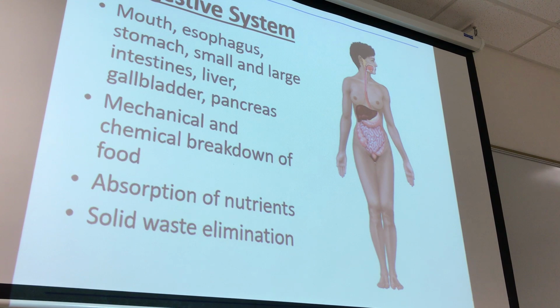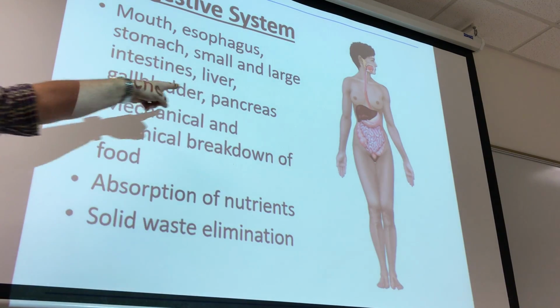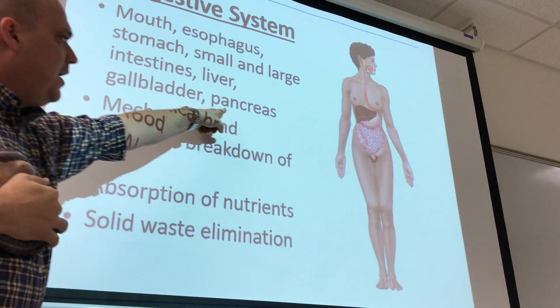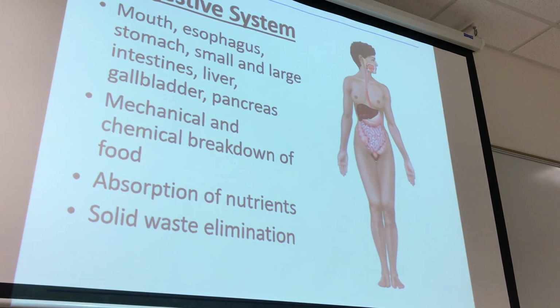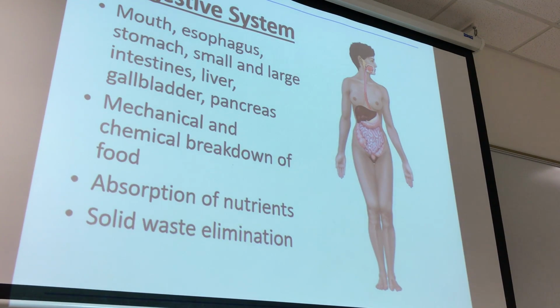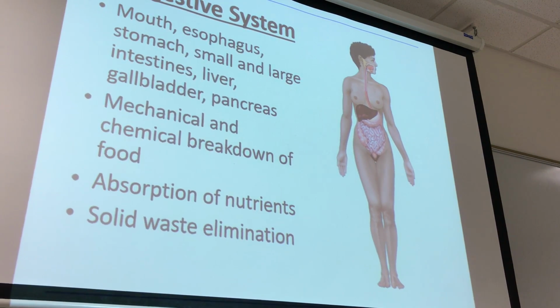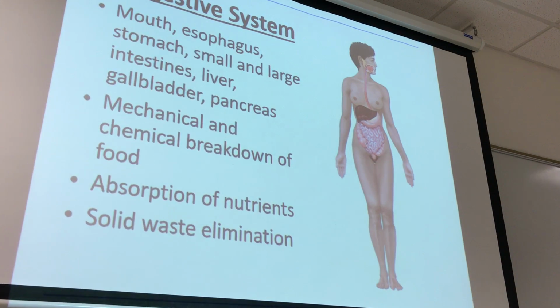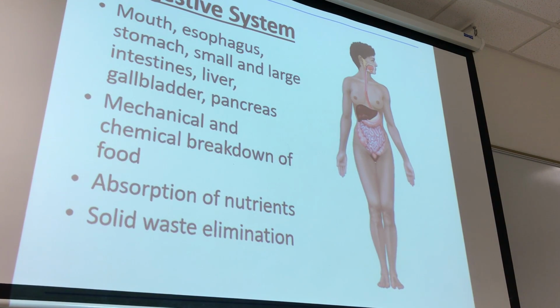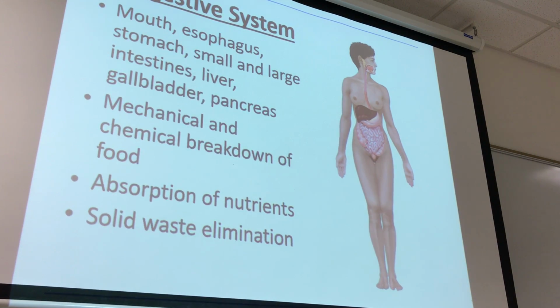Now, the digestive system has a couple of organs that I have not mentioned, specifically the liver, gallbladder, and pancreas. These are digestive organs, but feces and food do not travel through them. Yet they are all considered part of the digestive system because they play a role in allowing the digestive system to do its job properly.